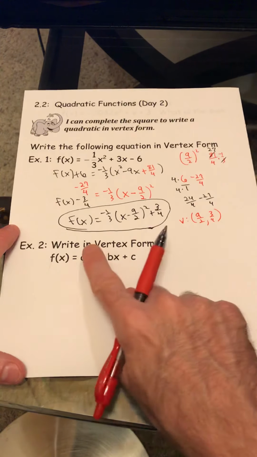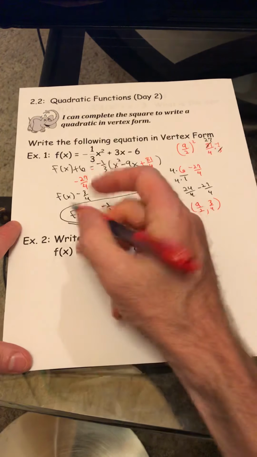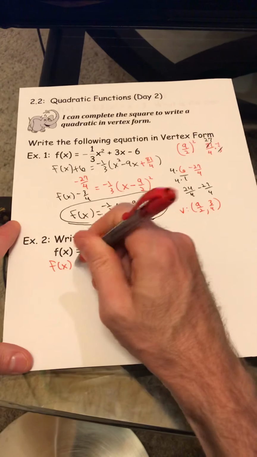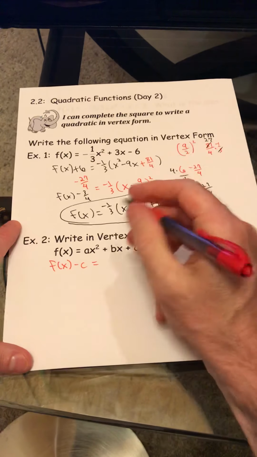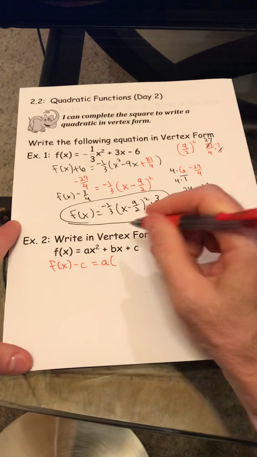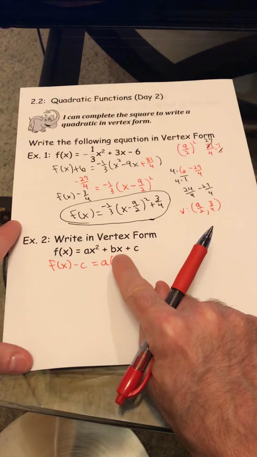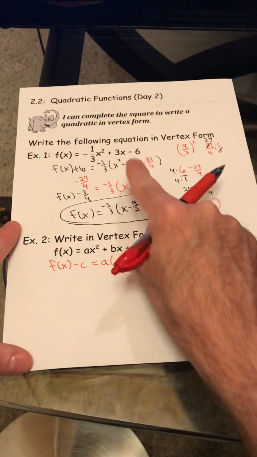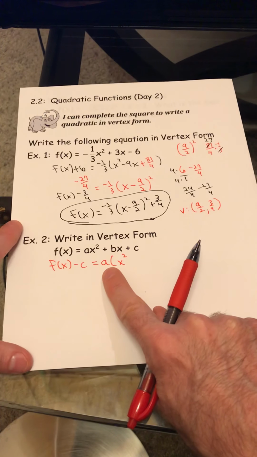All right, so write in vertex form ax squared plus bx plus c. Well, again, first thing, move the c over and factor a out. Now, one of the reasons why we went over this one is just to show you some maybe more unorthodox factorings.